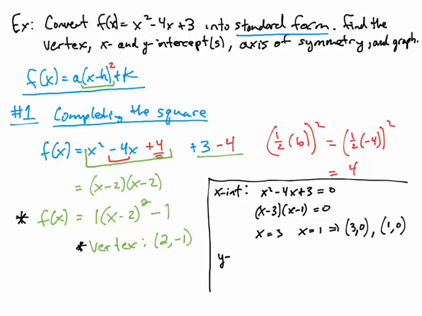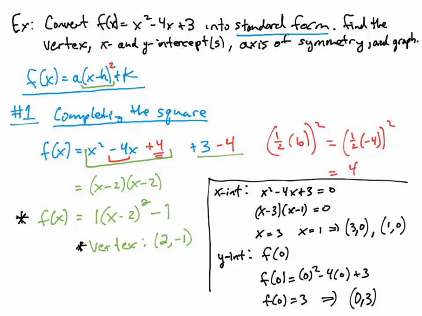And then for the y-intercept, what we do is we take the function and we input 0 into the function. So f of 0 is going to equal 0 squared minus 4 times 0 plus 3. So f of 0 is equal to 3. So the coordinates of the y-intercept, we're going to say, are 0 comma 3.